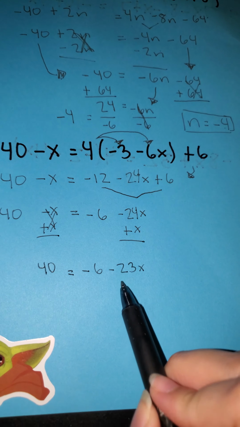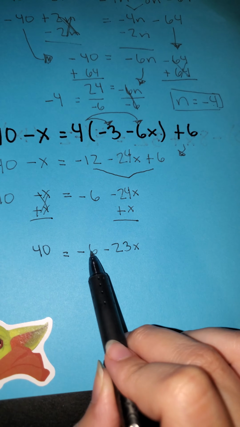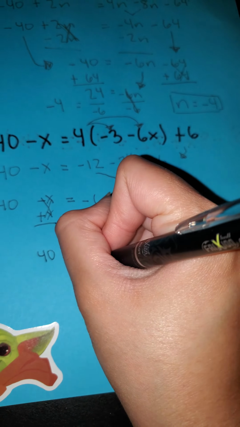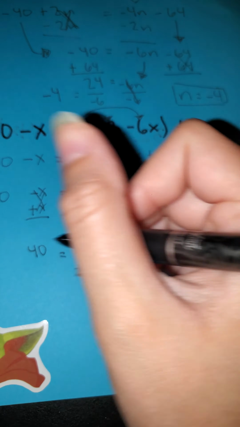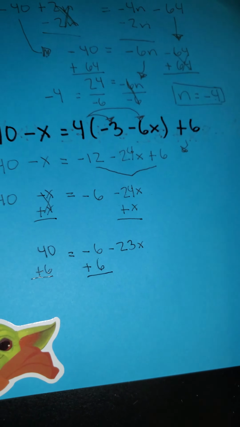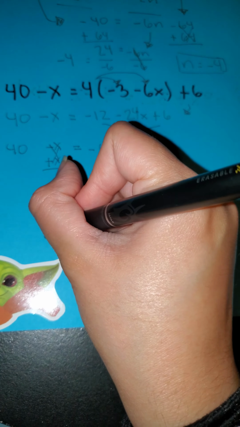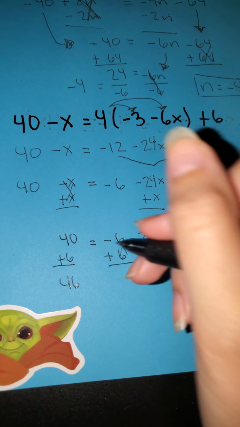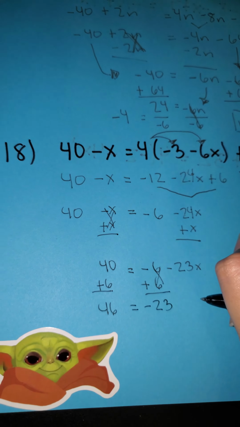I want to get rid of this number since I just want x by itself on one side. So I'm going to move this number to this side. I'm going to do the inverse operation of subtraction, which is addition. Just like that. This cancels out, and I'm left with 46 is equal to negative 23x.